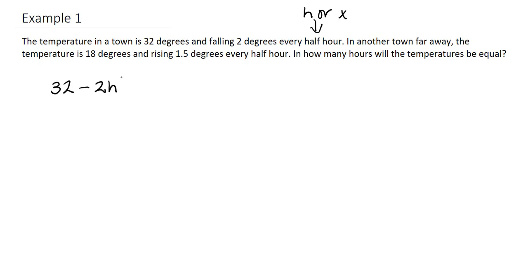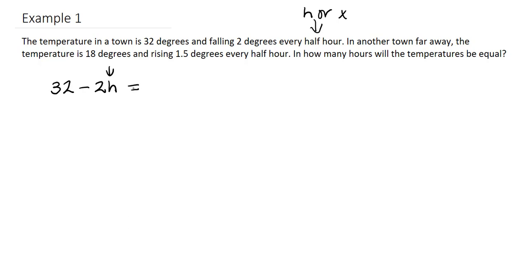Now, let's think about this just right here. If we had 2 half hours, so 1 hour, so h is 2, then 2 times 2 is 4. That means in 1 whole hour, 32 minus 4 is 28 degrees. So in that town, in 1 hour, it'd be 28 degrees. So that's how it works with the variable, and that's why it stands there.